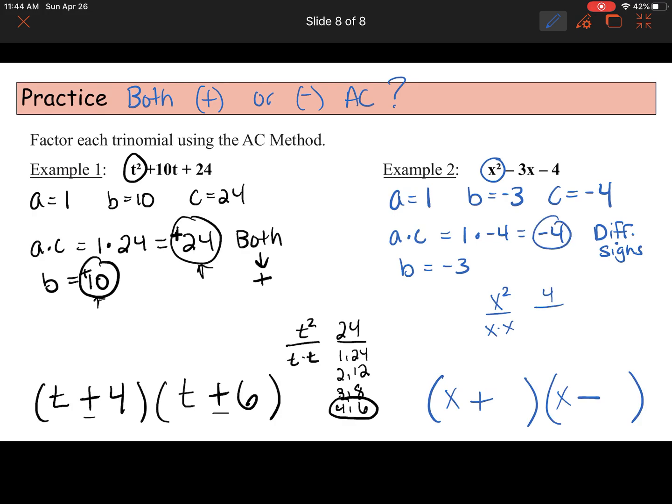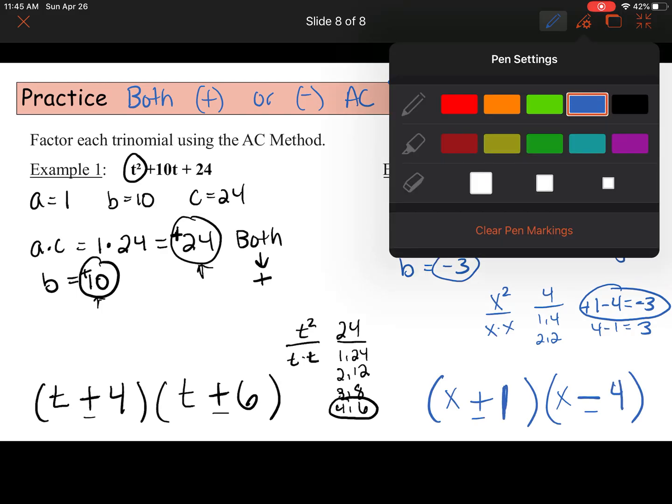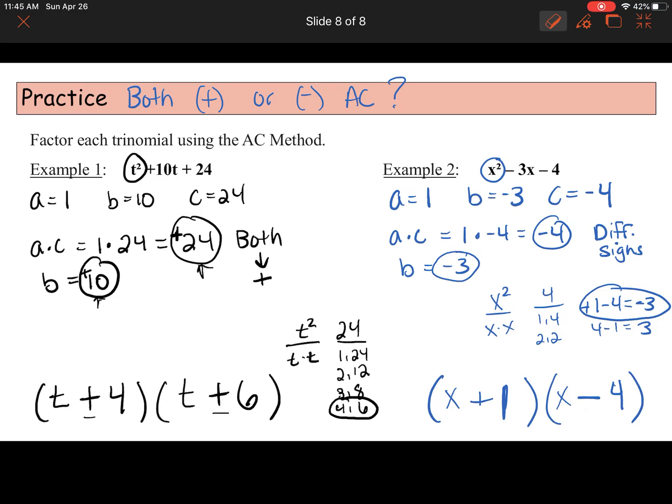My AC is negative 4. So what are the factors of 4? 1 and 4, and 2 and 2. So out of those two number pairs, which one, when we take the difference, because we have a positive and a negative number, is going to give me negative 3? So 1 minus 4, well, that gives me negative 3. Let's try the other way. 4 minus 1 is 3. We want negative 3, so we know it has to be this number pair. The 1 is positive and the 4 is negative. So I'm going to put the 1 in the positive spot and the 4 in the negative spot. So my answer is x plus 1 times x minus 4.